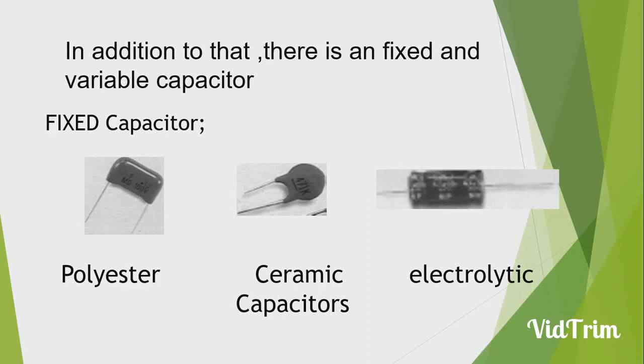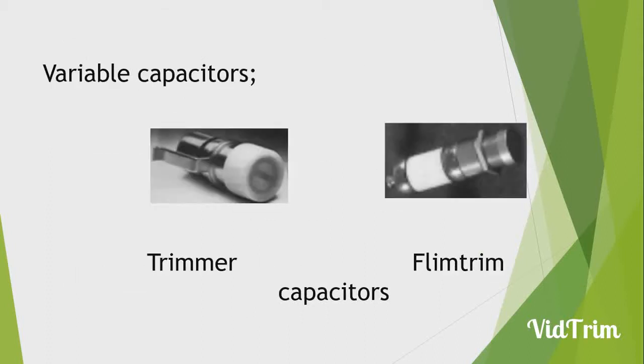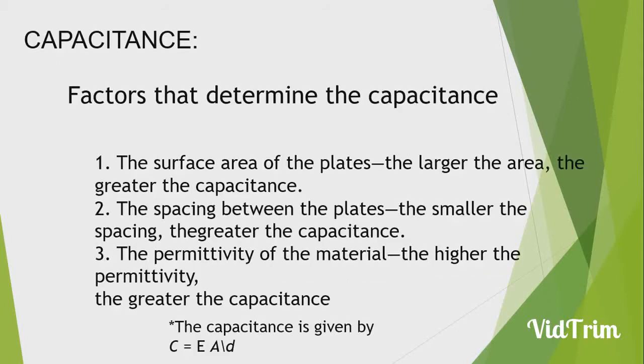Now in addition to that, there are fixed and variable capacitors given in our textbook. The fixed capacitors are divided as polyester capacitor, ceramic capacitor, electrolytic capacitor, and then variable capacitors like trimmer and air-drum capacitors.